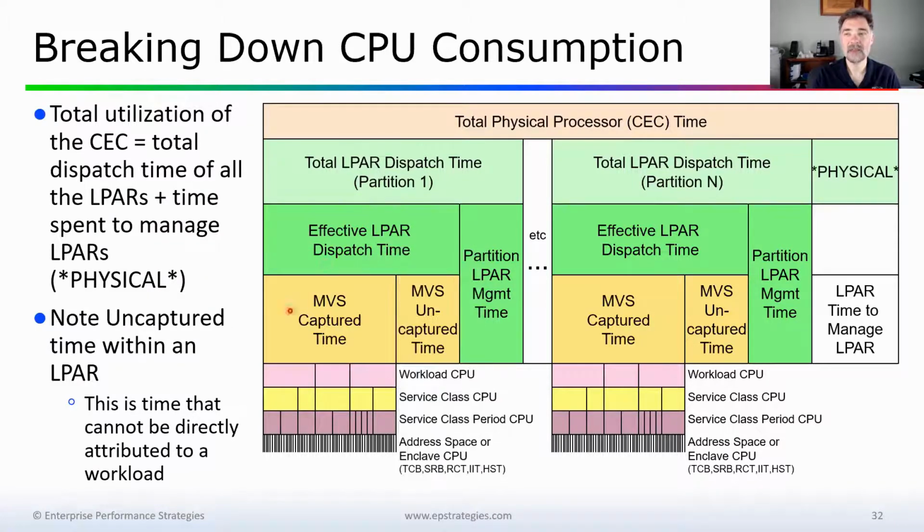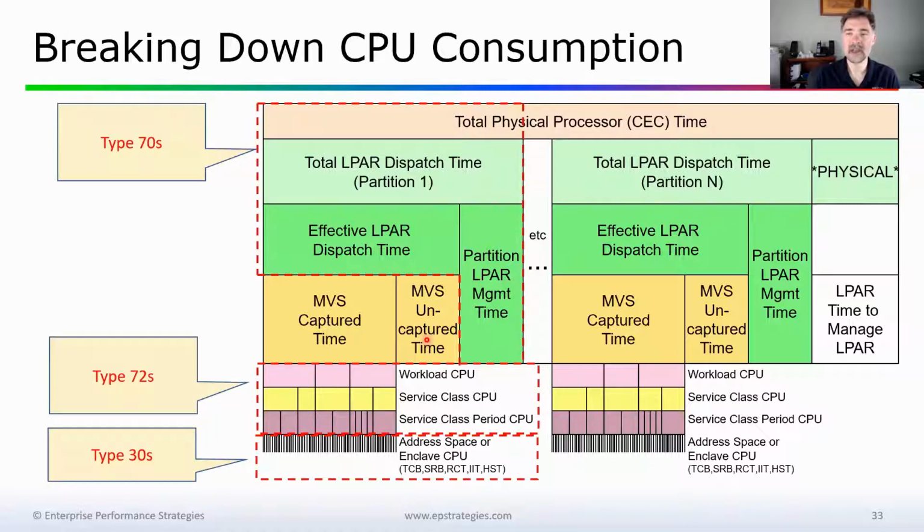And then within the effective LPAR dispatch time, we have both what we call captured and uncaptured. Captured time is basically the time that we can accumulate to the workloads or service class periods on the SMF 72 records. And then down here we have, of course, the individual address spaces or enclaves. Note that there is uncaptured time within a given LPAR because there's time spent by the operating system doing work on behalf of all the work on that particular LPAR.